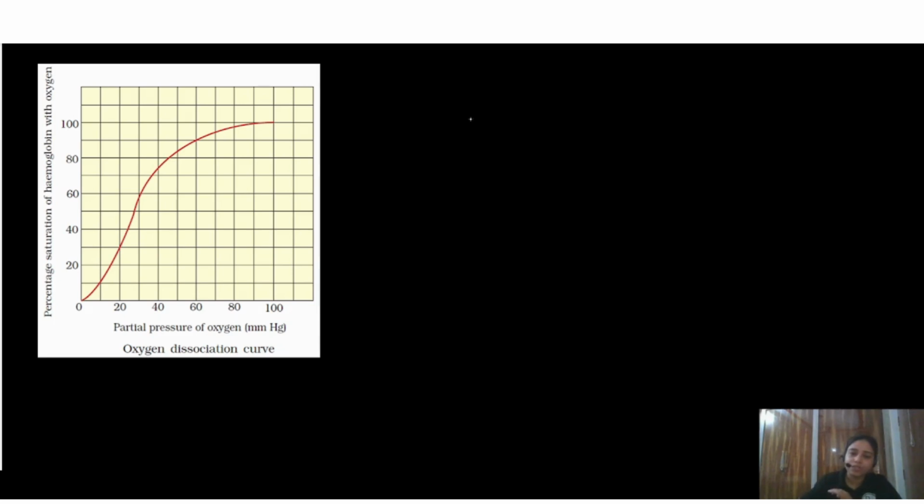First of all, we should know what the conditions are at the tissue level and at the alveoli level. Because of those conditions, the curve shifts to the right or the left. What is the meaning of that right or left shift?